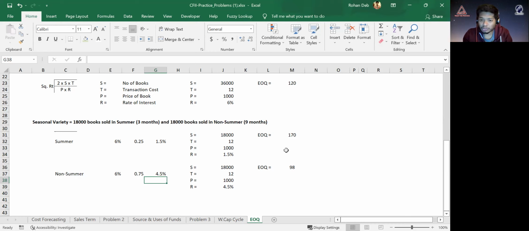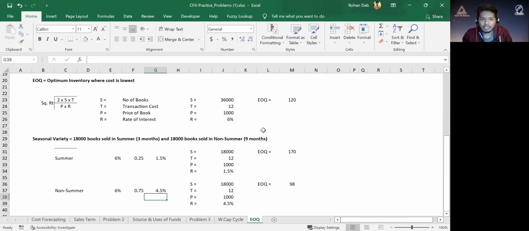So you see that the EOQ level for summer would be 170, and the EOQ level for non-summer would be 98. So basically, in case of summer months, you maintain a high EOQ because the turnaround of the books is very high. So you have to maintain an EOQ level of 170. And for non-summer months, the EOQ level would be maintained at 98. So this is how you solve the question.